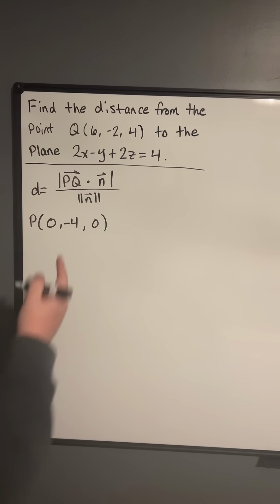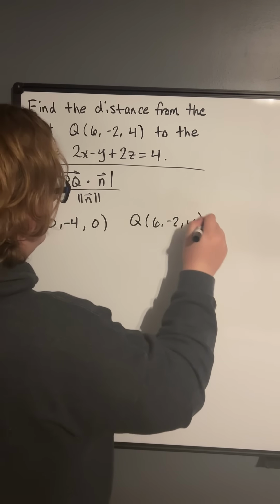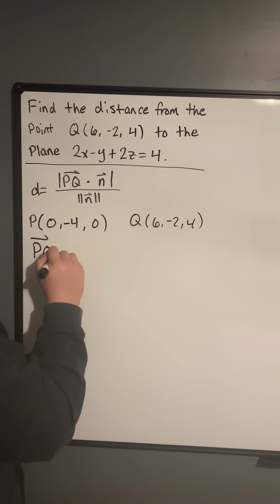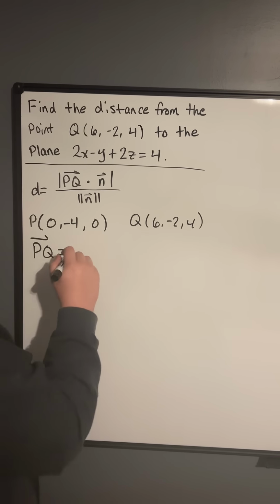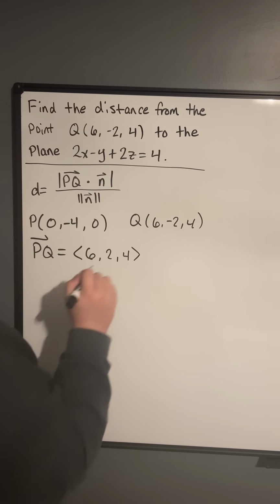We know what our point Q is. It's 6, negative 2, and 4. So now we need this vector PQ. The way we get that is just do final minus initial and subtract those components. So we're going to get 6, 2, and 4 when we do that.